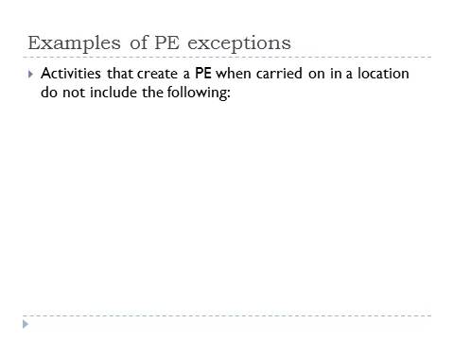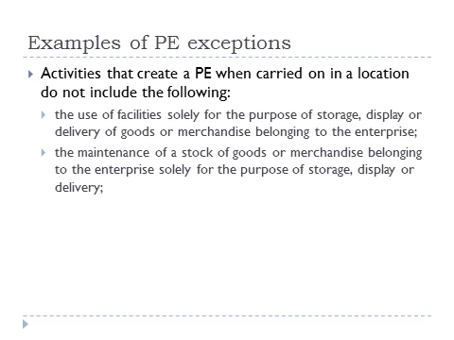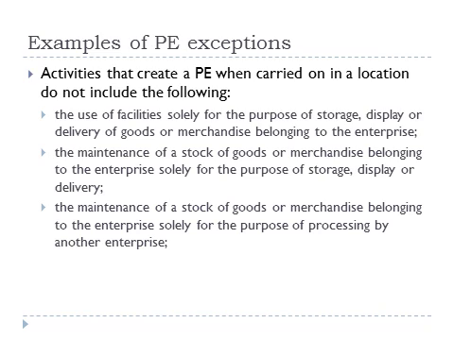Here are examples of activities carried on in a location that do not create a permanent establishment. The use of facilities solely for the purpose of storage, display, or delivery of goods or merchandise belonging to the enterprise. The maintenance of a stock of goods or merchandise belonging to the enterprise solely for the purpose of storage, display, or delivery. The maintenance of a stock of goods or merchandise belonging to the enterprise solely for the purpose of processing by another enterprise.